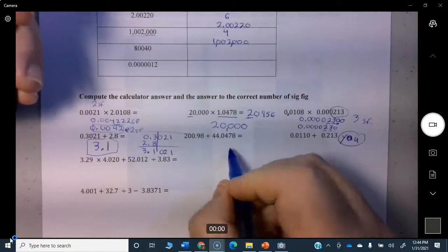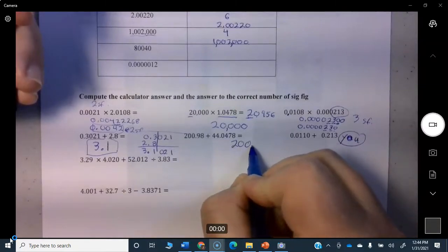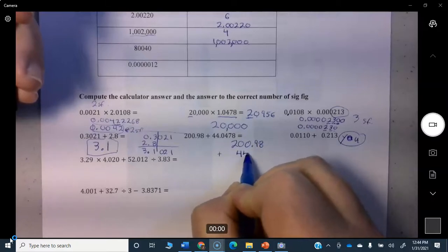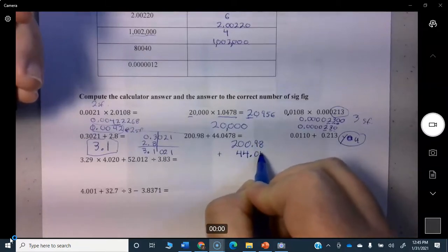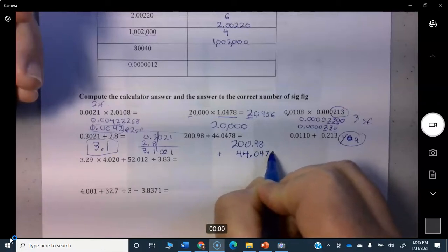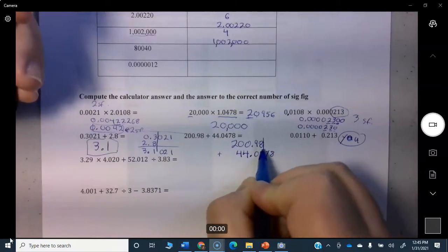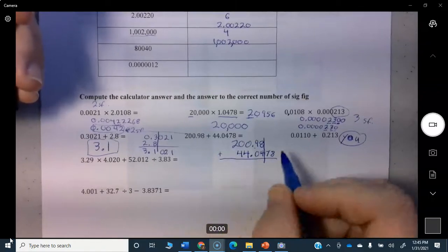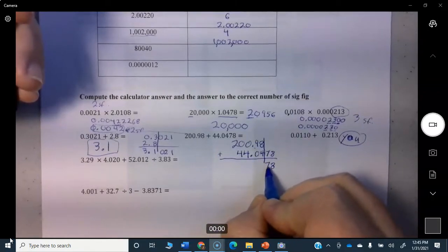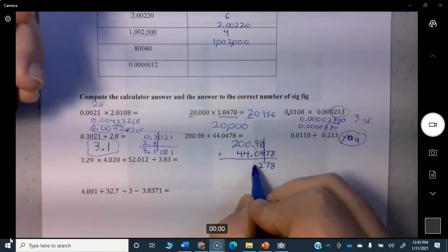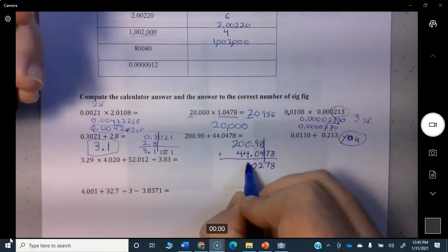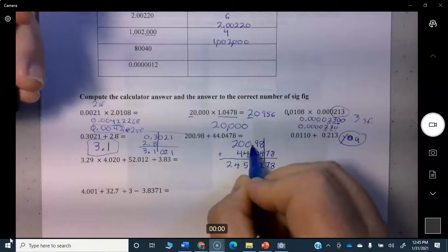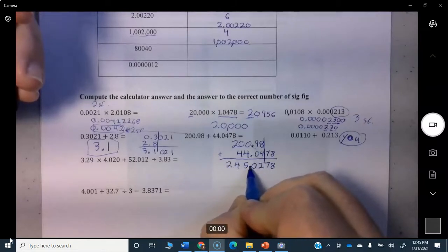U. Okay, so this is going to be 200.98 plus, and we got to line up the decimals, 44.0478. The line goes right down besides this digit because it's the least number of digits after the decimal. So this becomes an 8 and a 7 and a 12, carry the 1, and a 10, carry the 1, and a 5, 4, 2. And the decimal comes straight down to right there.